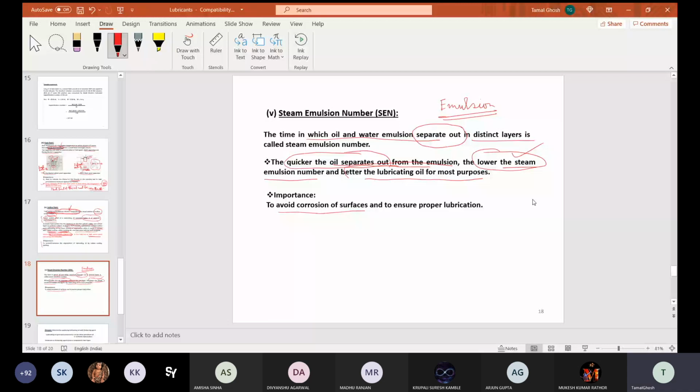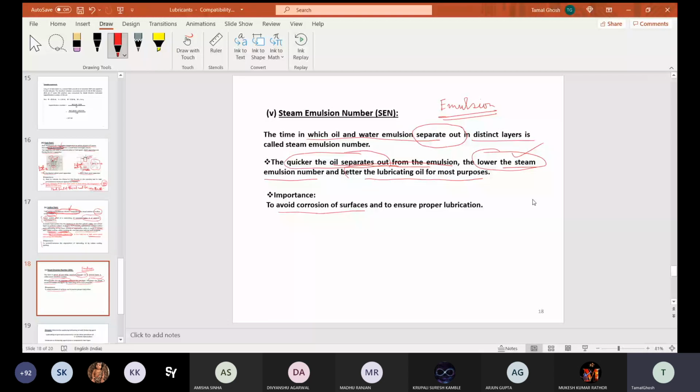So for four properties you will do experiments in the laboratory. Demonstrations will be given, excluding the saponification number. For all the four properties you will have demonstrations, and those will help you understand how these experiments are carried out. That will be told in your practical classes.